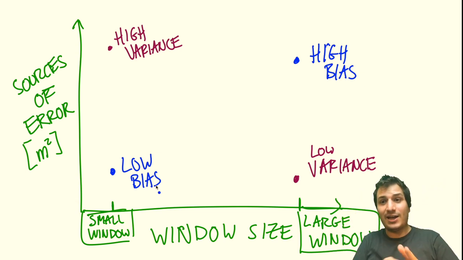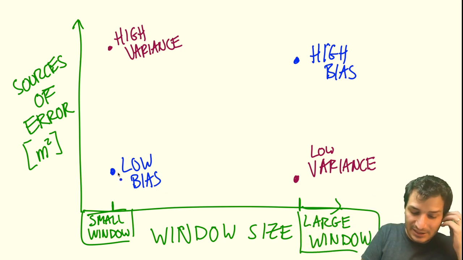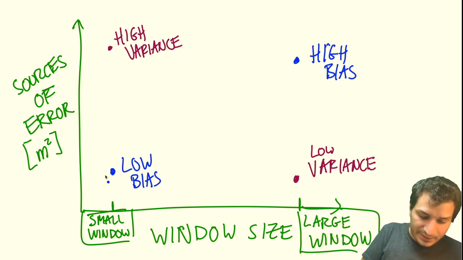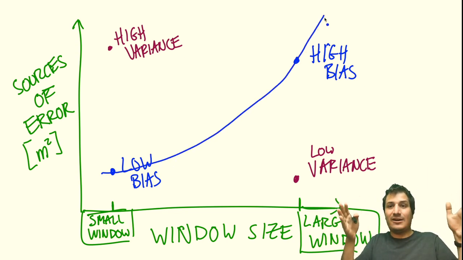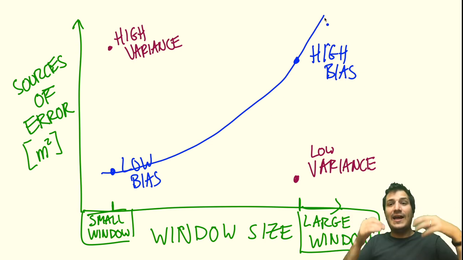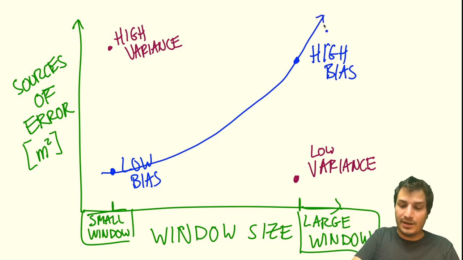And you can draw a continuum of curves that go between these that have all the things in between. So bias is going to start low, and it's going to go all the way up. So the bigger you make your window, the more you include points that are not representative of 45 degrees, and you get this high bias term.